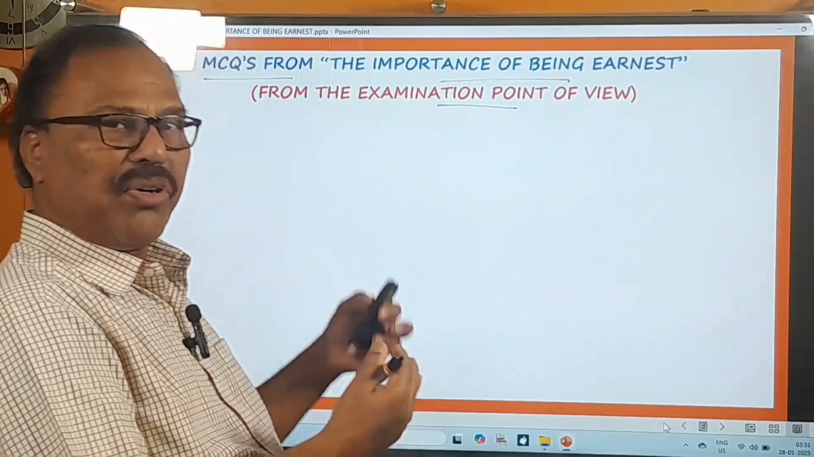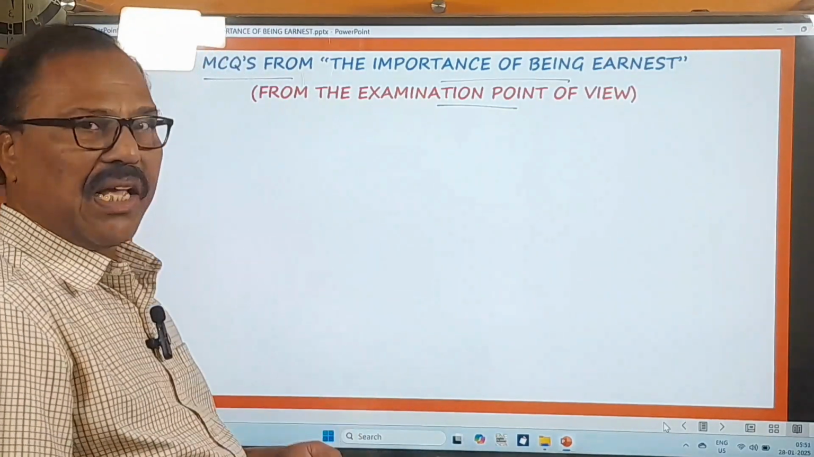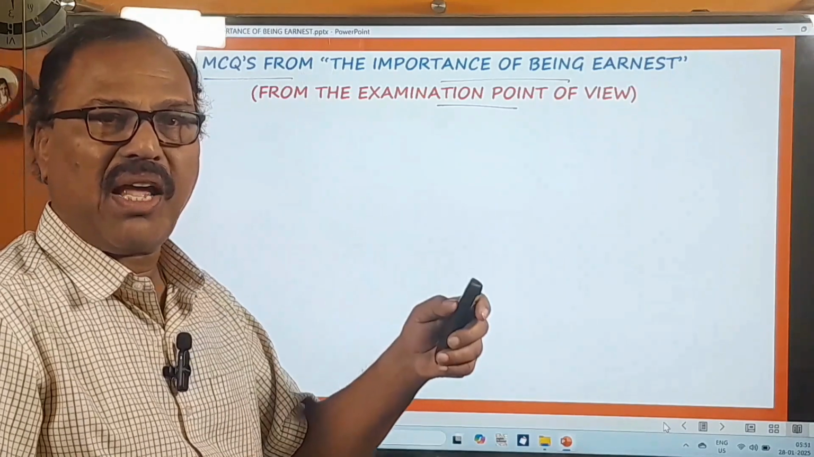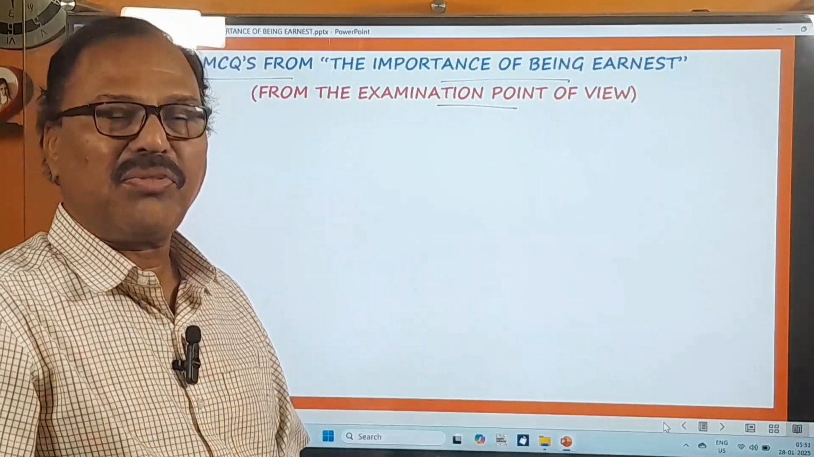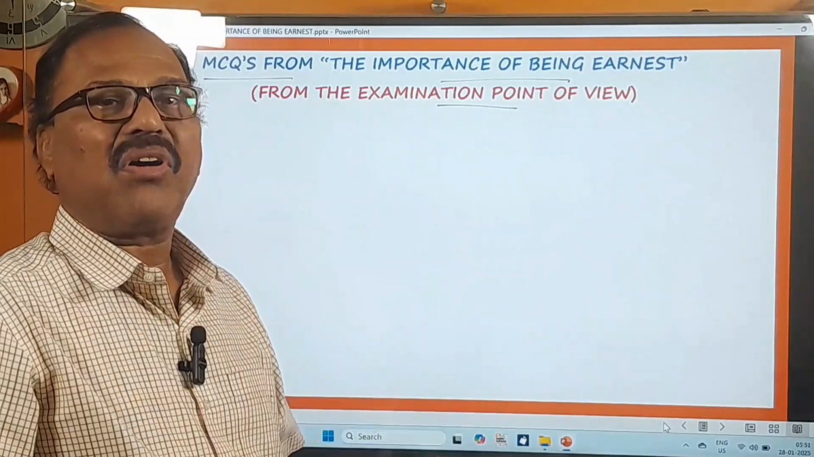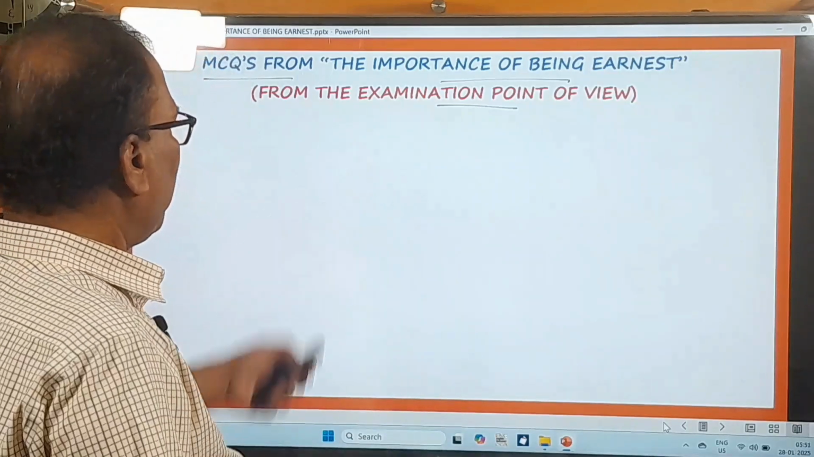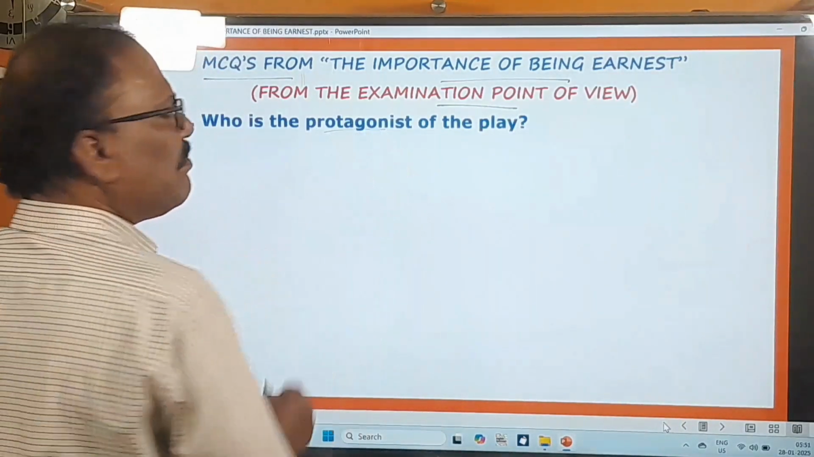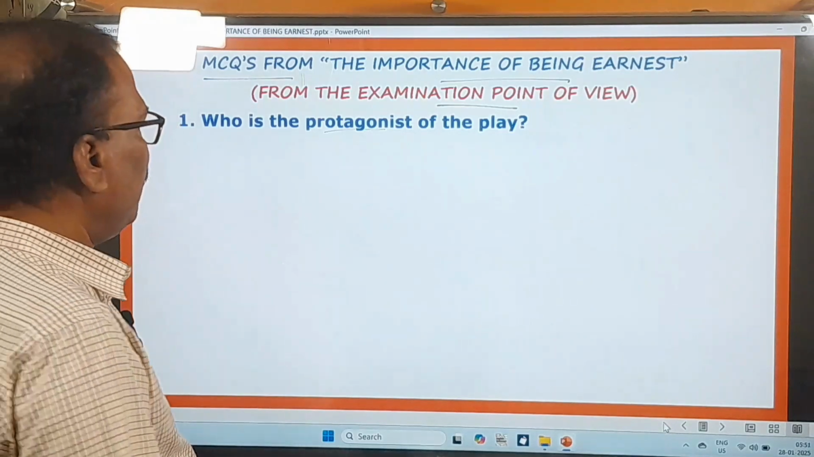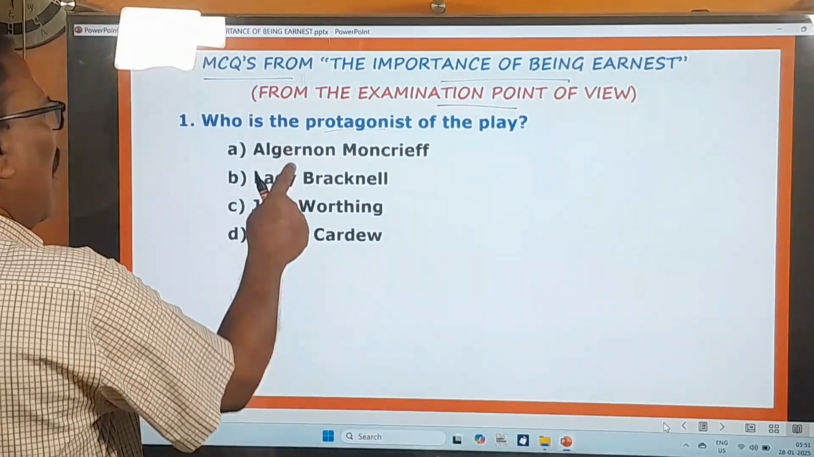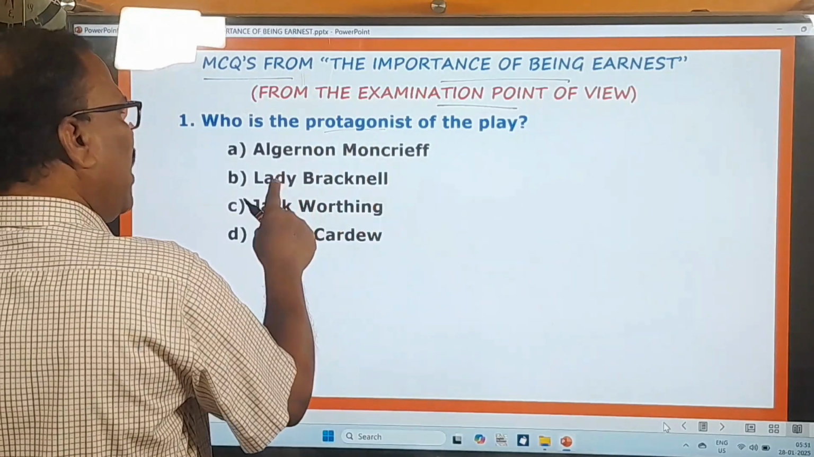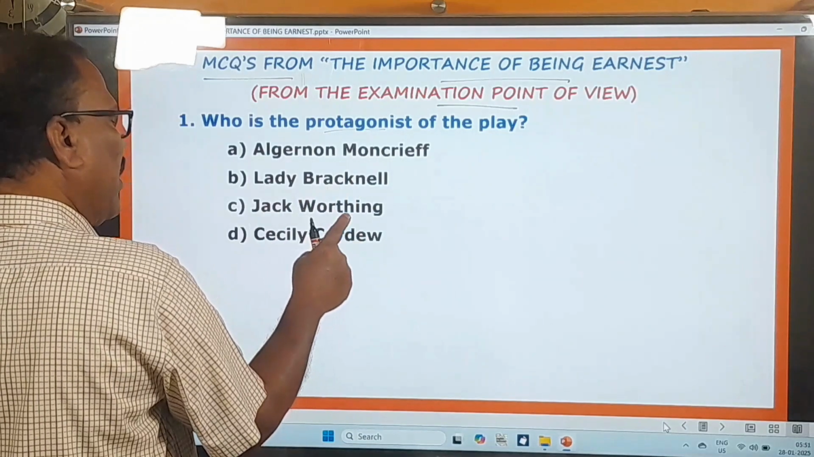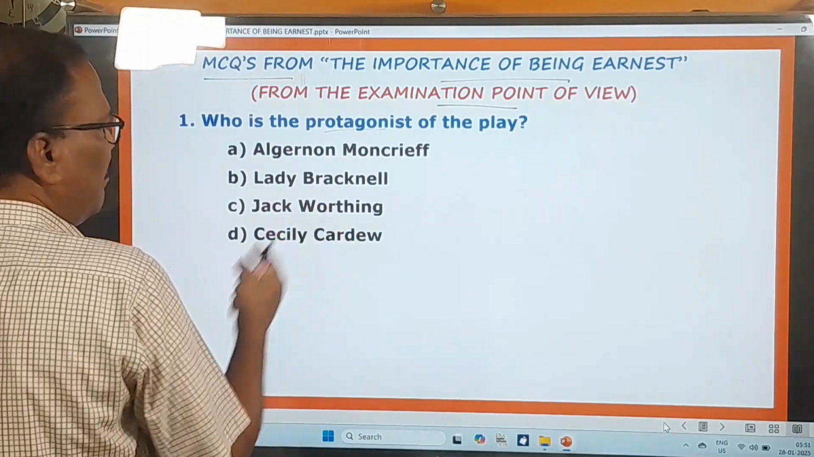Okay, now I'm going to give you the exercise. I read out only the question and its options. You are only to choose the right and relevant answer. Right. Okay. Who is the protagonist of the play? Protagonist means hero. Algernon Moncrieff, Lady Bracknell, Jack Worthing, Cecily Cardew.